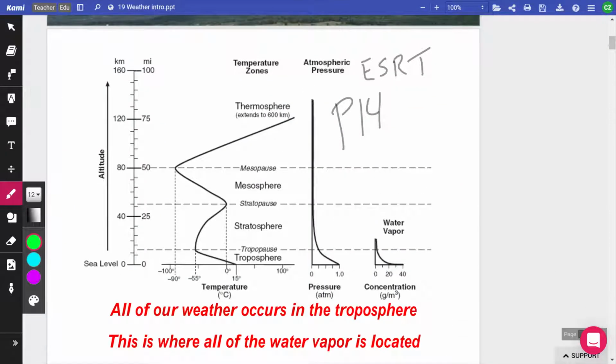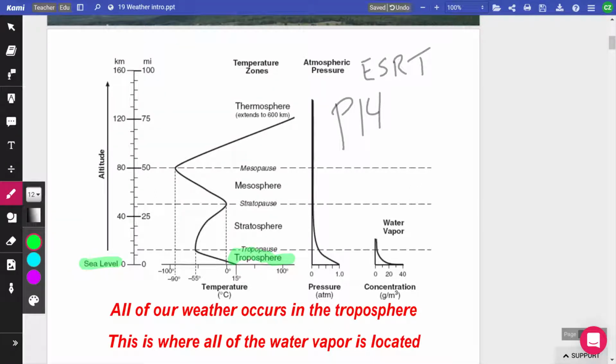This first chart we're going to take a look at is page 14 of your Earth Science Reference Tables. It is the Earth's atmospheric layers and some characteristics for each. So let's start at the bottom right here. So we are in the troposphere. That's at the surface. Here's sea level. That's the surface of the Earth.